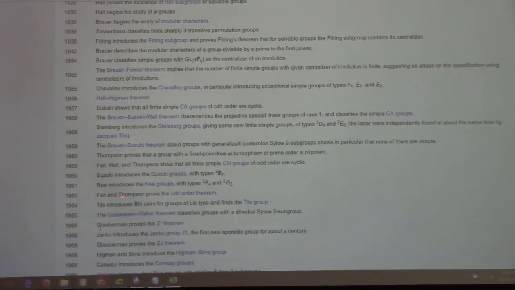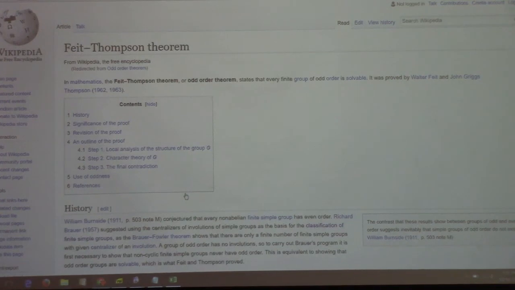This one, Feit-Thompson, the odd order theorem. This theorem alone has a proof, when published, of about 250 pages. One theorem. And the statement of the theorem is not complicated either. This is the theorem: every finite group of odd order is solvable. 250-page proof.